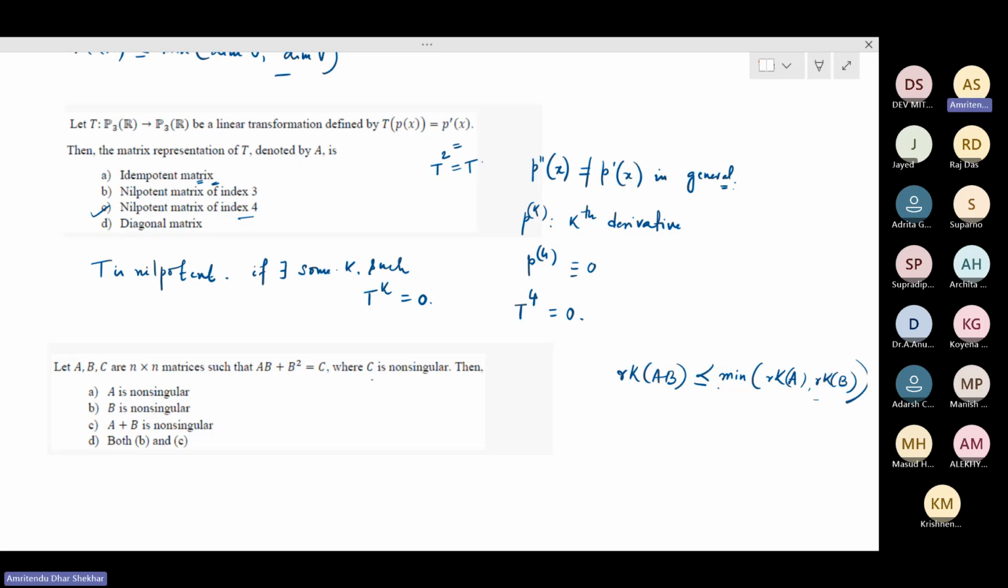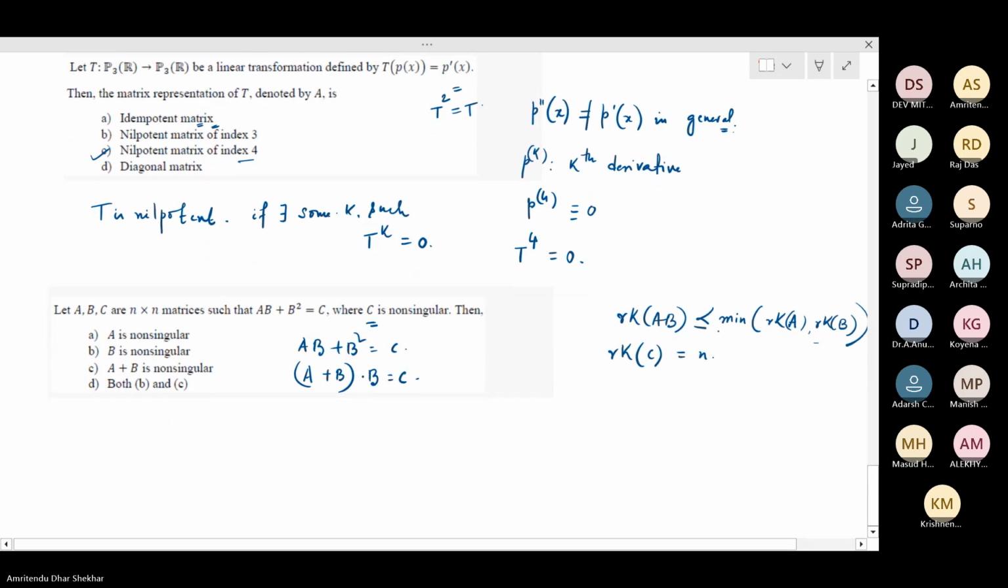Now here it is given that C is non-singular. Non-singular means that it's full rank, so the rank of C is equal to N. Now you have AB plus B squared is equal to C, which means that A plus B times B is equal to C. So it follows that the rank of B must be equal to N, and the rank of A plus B should also be equal to N. So B must be non-singular, and A plus B must be non-singular. So B and C are obviously correct.